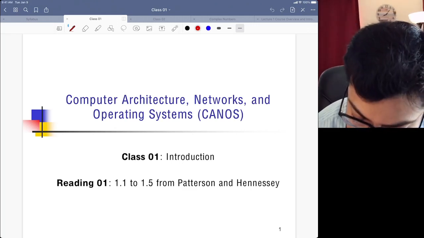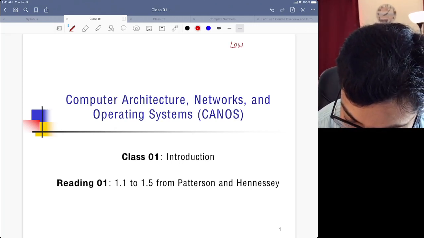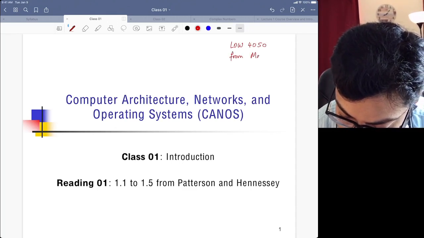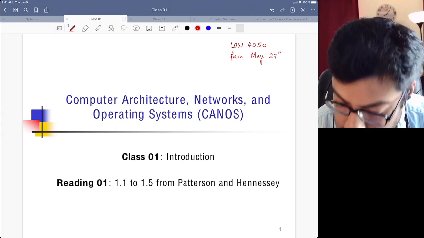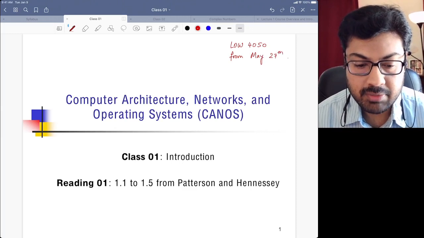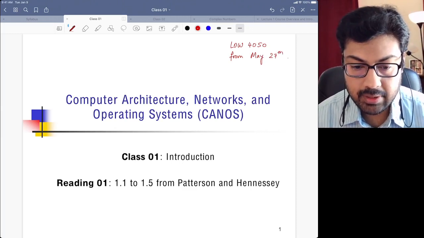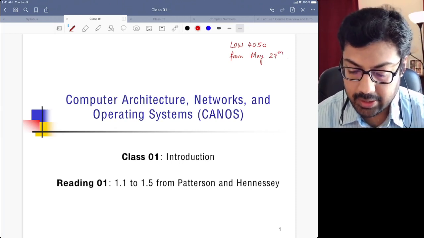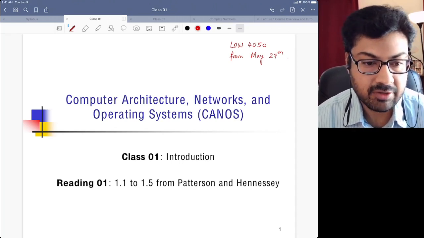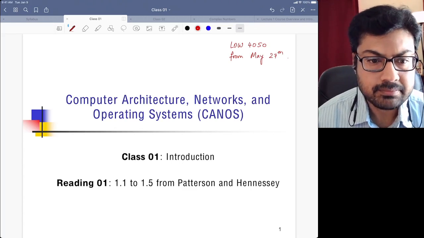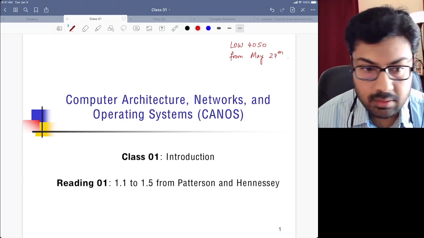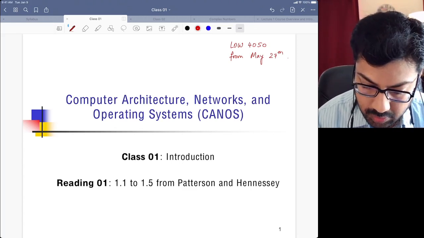Yeah, so we are going to be in Lowe 4050 from May 27th onwards. So what this means is for students who are going to be in person will be in the classroom, and for people who are online, they are going to be logged in using the same Webex meetings to the same classroom. Okay, let's move on here.